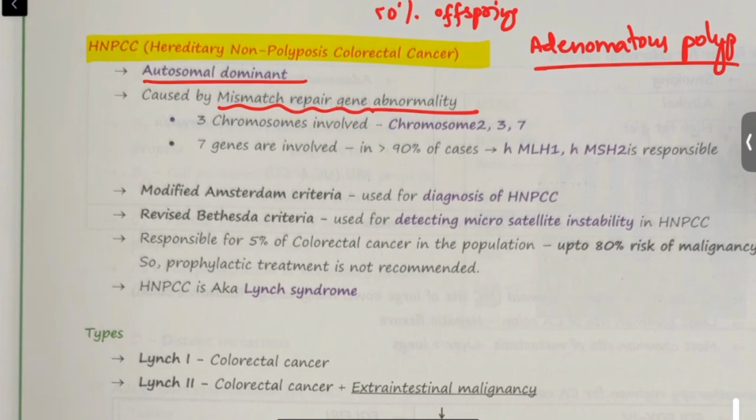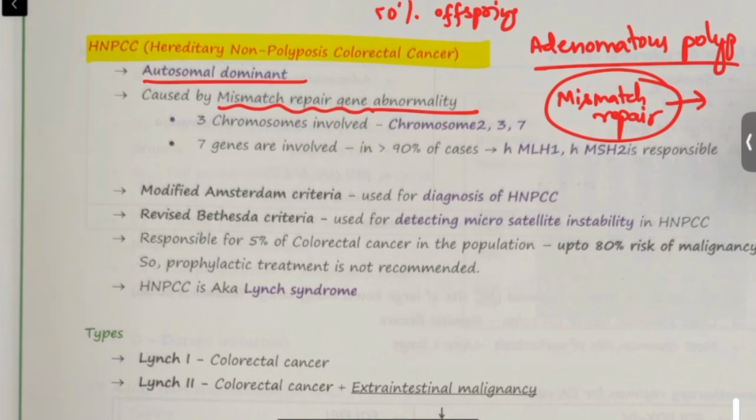So in our body there is a gene which will identify mismatch repair. So there is a gene meant for mismatch repair. If there is a mutation in that gene, there will be no one supervising this mismatch. So because of that reason we'll start developing all these polyps.